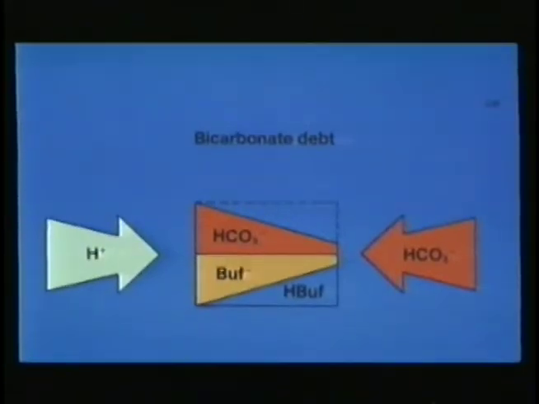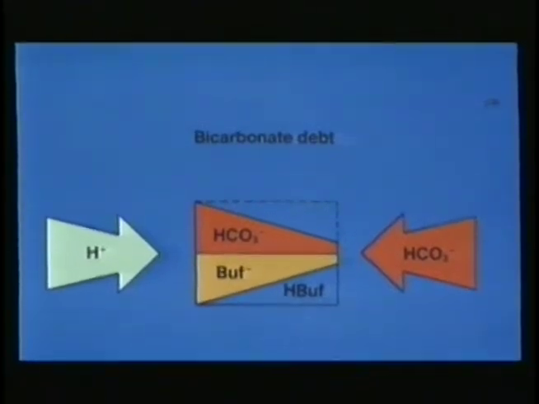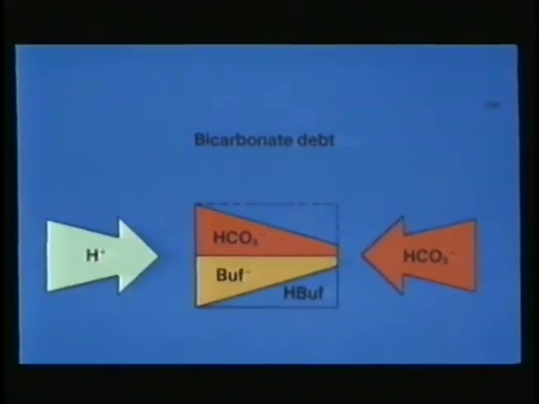30. Bicarbonate debt is defined as the quantity of bicarbonate ions required to fully replenish body alkali stores. Because the process of titration is reversible, this quantity is equivalent to the amount of hydrogen ions originally added, regardless of the relative participation of the various buffer systems.